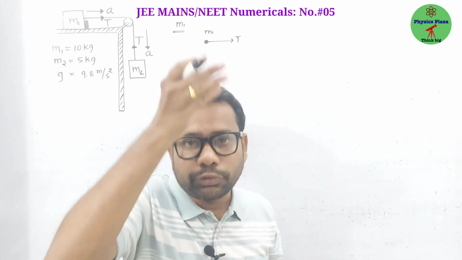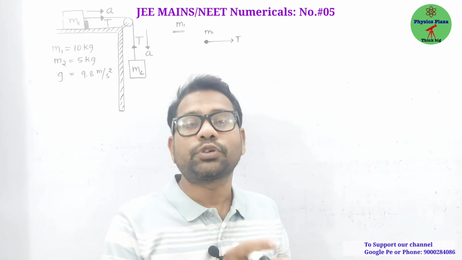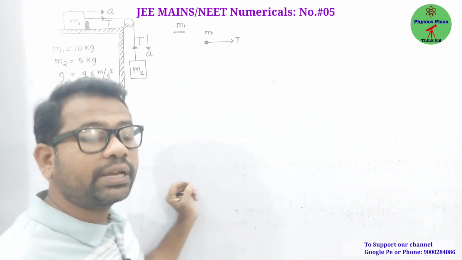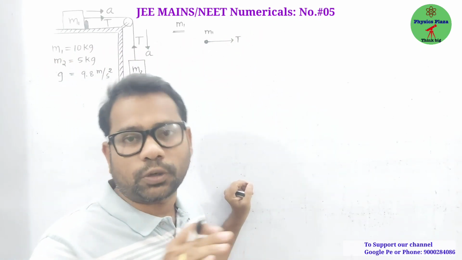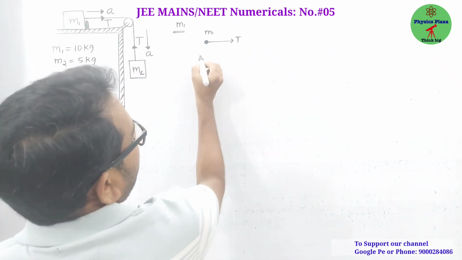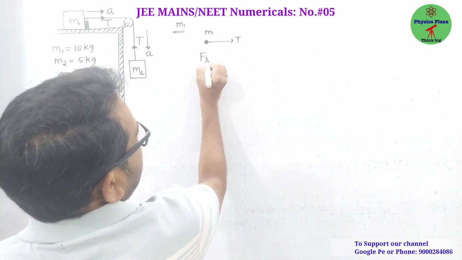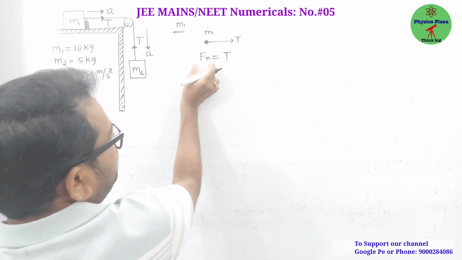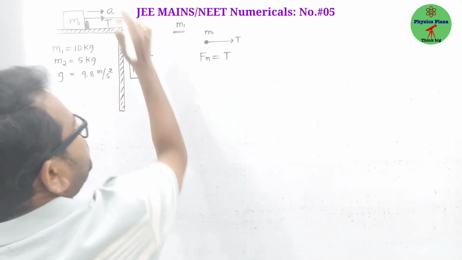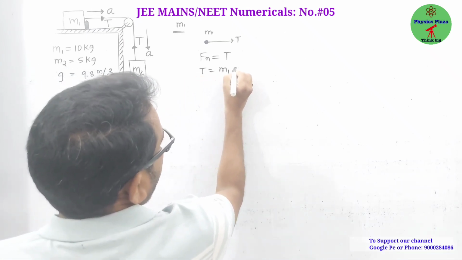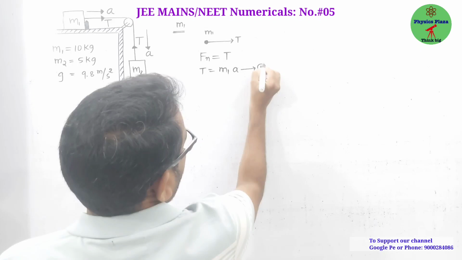So no need to consider them, because the body does not move along the vertical direction, as the net force is 0. As the body is moving horizontally, there will be a net force along the horizontal only. Here only one force is acting, that is the tension. So whatever the net force acting is equal to the tension. How do we calculate the net force, children? Mass into acceleration, that is T is equal to M1A. Let us say this is equation 1.